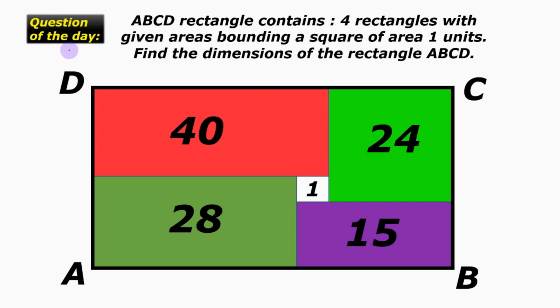The question of the day is: a rectangle ABCD is such that it contains four rectangles with areas 40, 28, 24 and 15, and these four rectangles are bounding a square of area 1 unit. We have to find the dimensions of the rectangle ABCD.